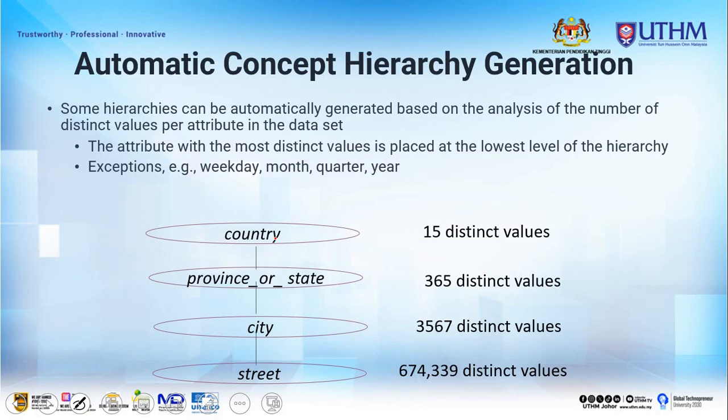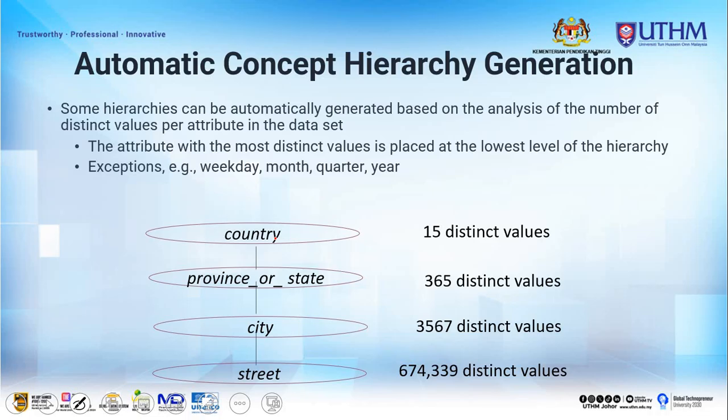Okay, next is automatic hierarchy generation. Some concept hierarchies can be automatically generated based on the analysis of the number of distinct values per attribute. Okay, the attribute with the most distinct values is placed at the lowest level of the hierarchy, with exceptions. Example, okay, let's see an example over here.